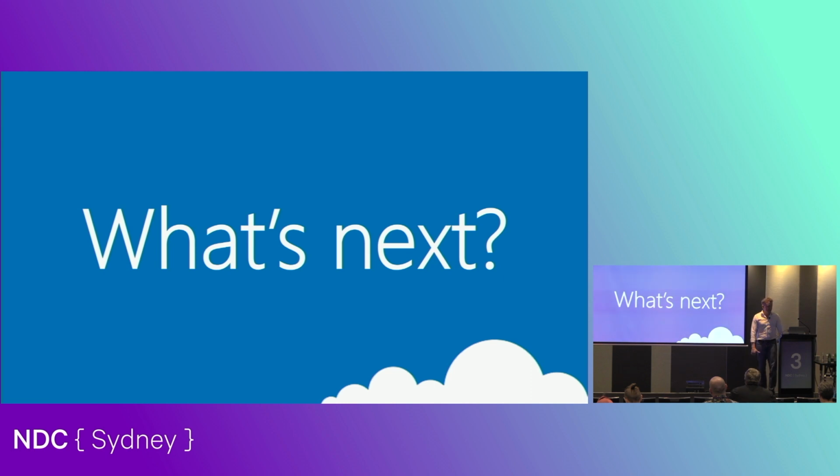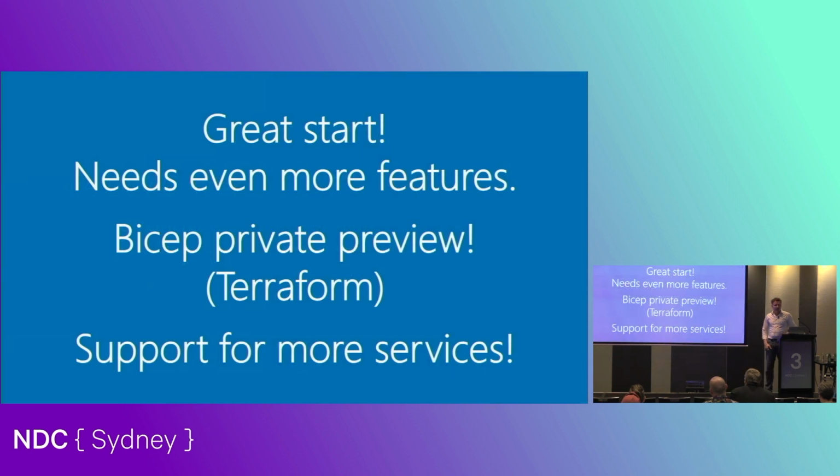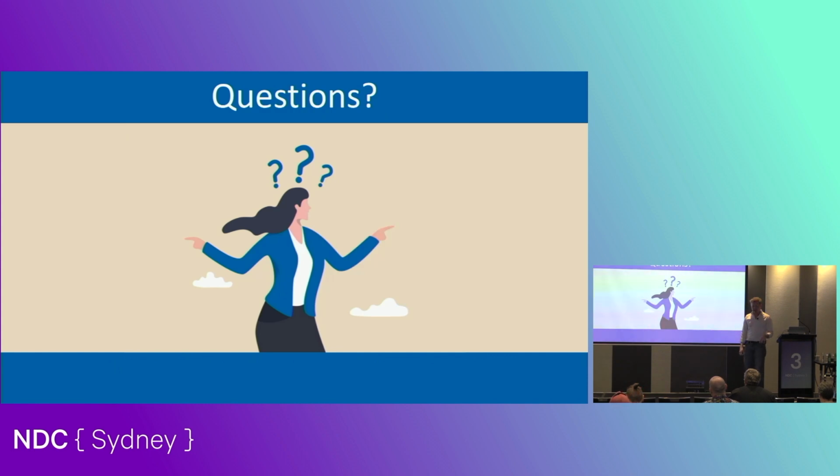So before we leave here, what's next? Dev Center is not available in all regions yet, so that's going to come. It's a great start. I just need more features. I think it's still private preview for Bicep. You can use ARM templates, but there is a private preview for Bicep templates that I have access to, and that works. But it's not great yet. And Terraform might happen at some point. We'll see about that. And we need more services. There's only a few services in there that are supported by AZD right now. We need more of them, so that it's less opinionated, right?